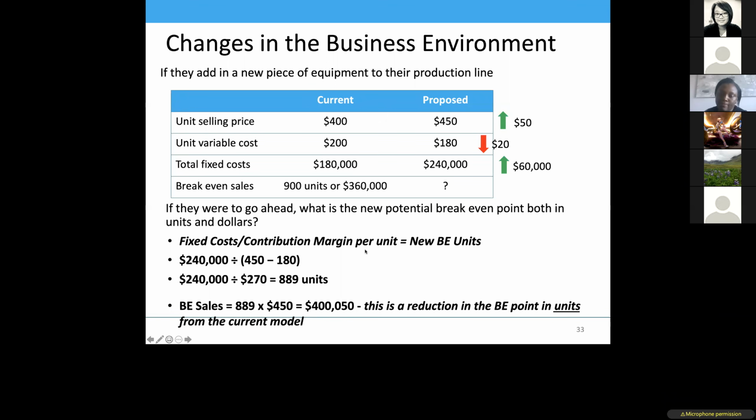So again, you calculate the contribution margin per unit using the new numbers. So 450 minus 180, that's 270. And the new fixed cost is 240. 240 divided by 270, so that's the 889 units.